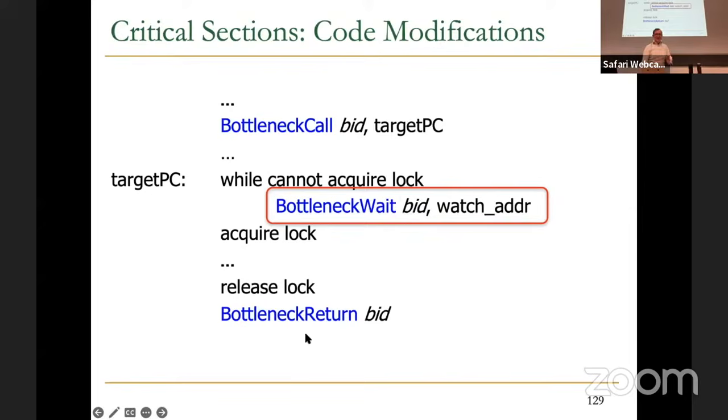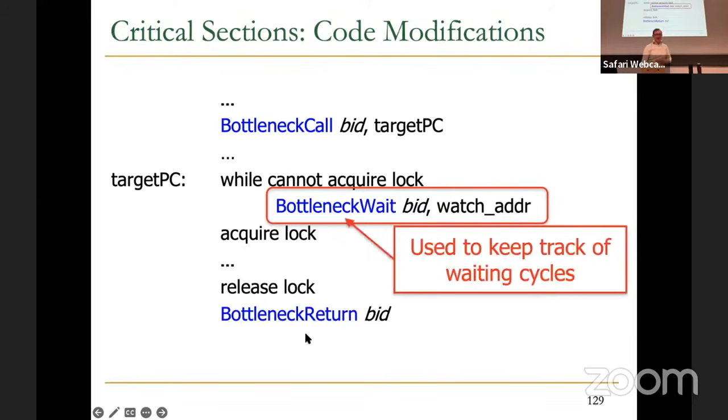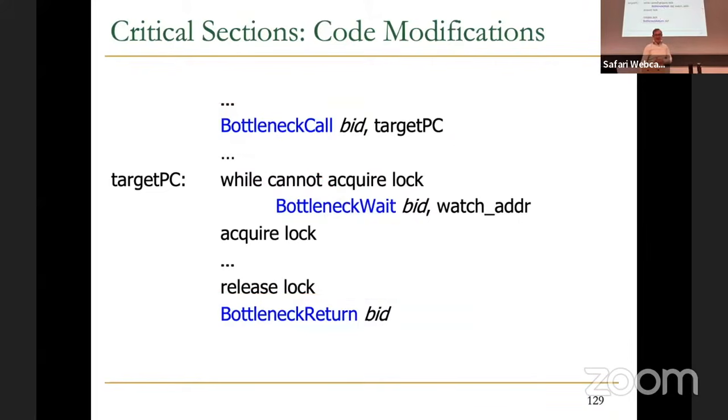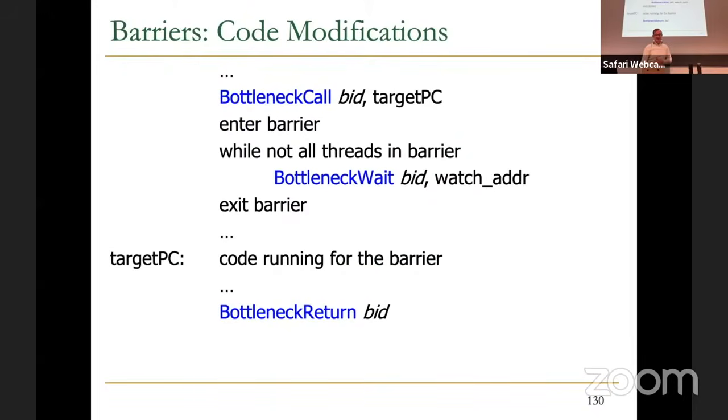So now we have changes to the instruction set to enable this. This is used to keep track of waiting cycles, and these are used to enable acceleration. Sounds good, right? And this simple mechanism can actually be used for not just critical sections, but also for barriers. This is an example where you have a barrier. A little bit more complicated, but again, if you look at the code, it's not that bad. In the paper, we have the basic code and then the changed code.